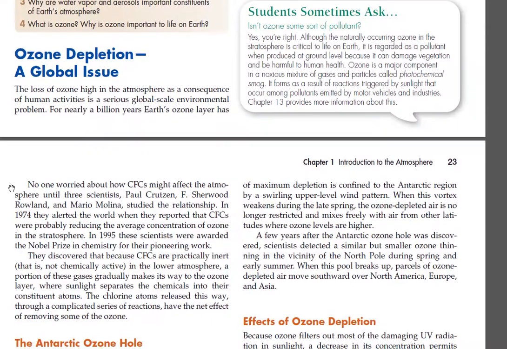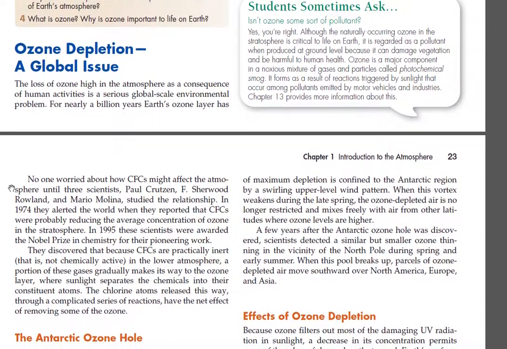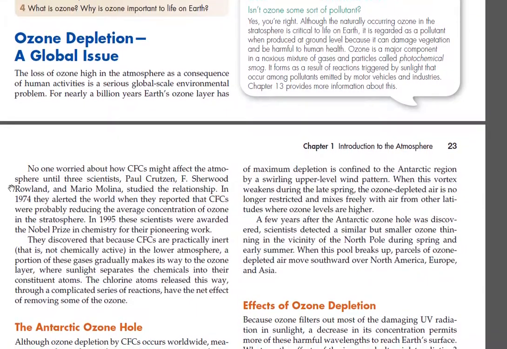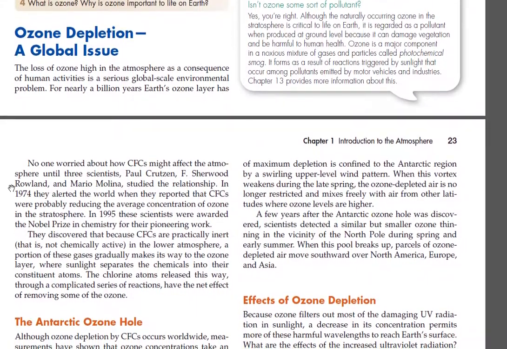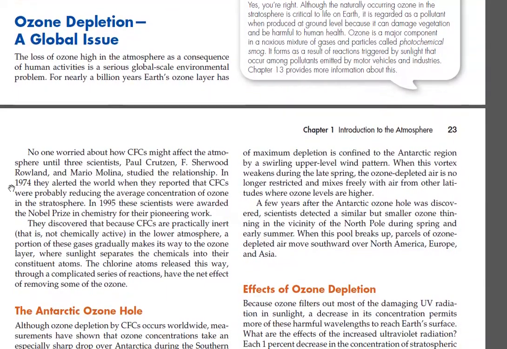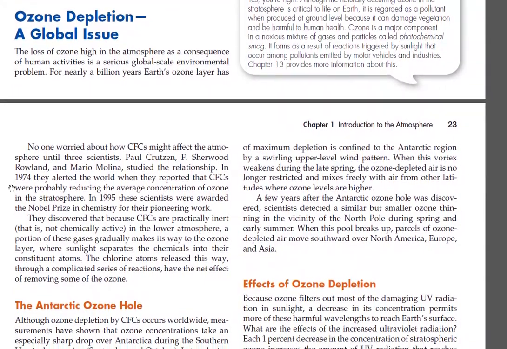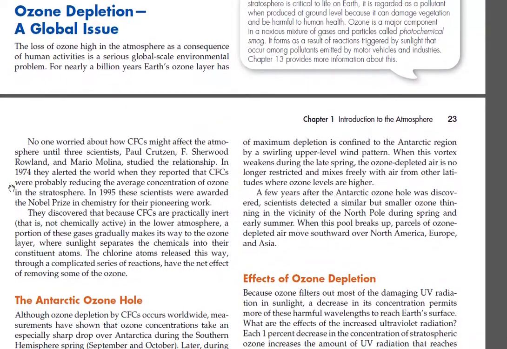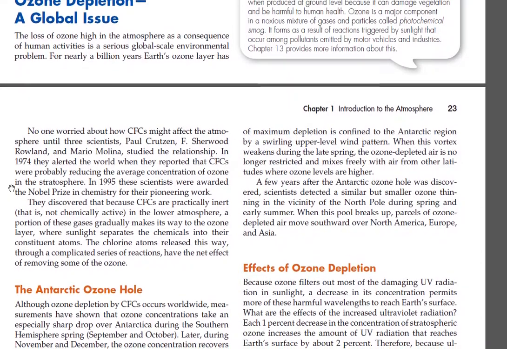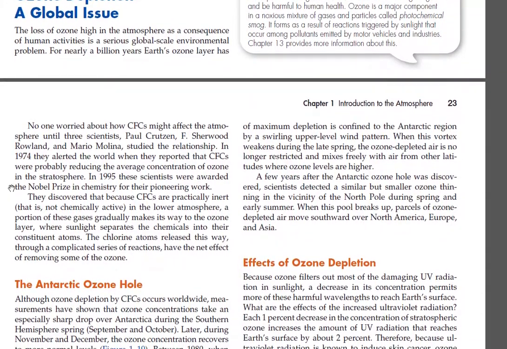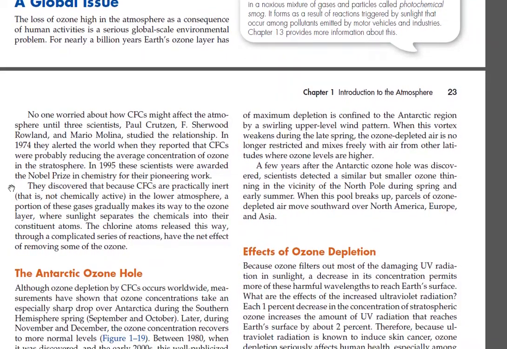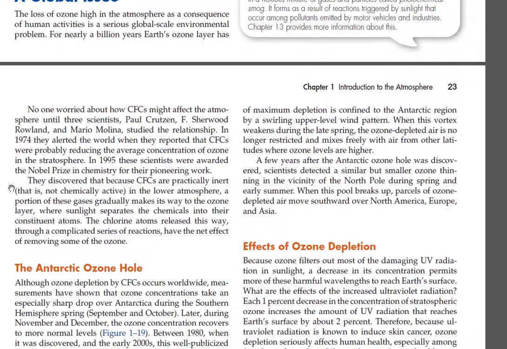No one worried about how CFCs might affect the atmosphere until three scientists, Paul Crutzen, F. Sherwood Rowland, and Mario Molina, studied the relationship. In 1974 they alerted the world when they reported that CFCs were probably reducing the average concentration of ozone in the stratosphere. In 1995 these scientists were awarded the Nobel Prize in Chemistry for their pioneering work.